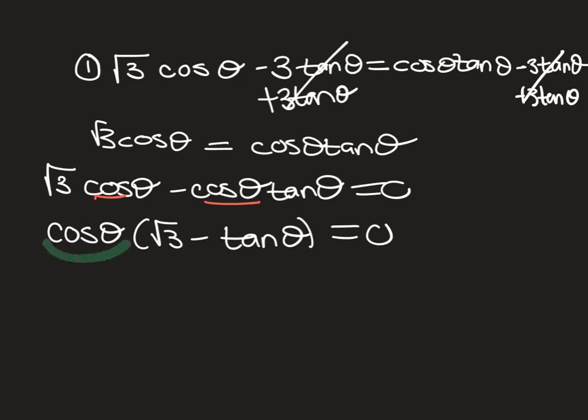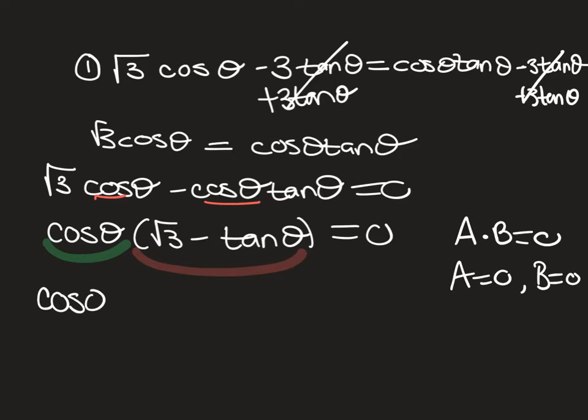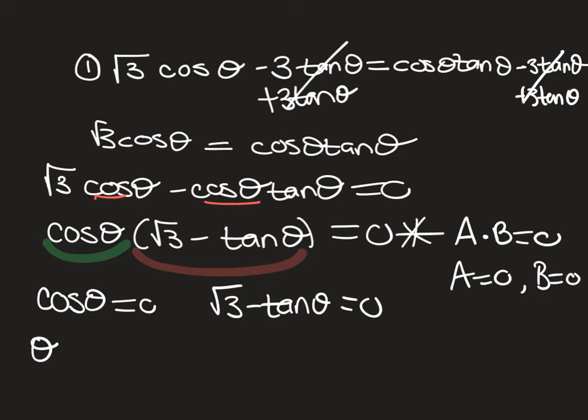Now I have two pieces. I have this green piece and this red piece, and they are multiplied together. Since they are multiplied together, I can use what's called the zero product property. I can set each piece equal to 0. Zero product property, let me go back for a second. If you have A times B equals 0, then A has to equal 0, or B has to equal 0, one or the other. Maybe both. So my A in this case is my cosine theta equals 0. And then I have my root 3 minus tangent theta equals 0. Keep in mind, you can only do this when it equals 0, which is why I moved everything over to one side.